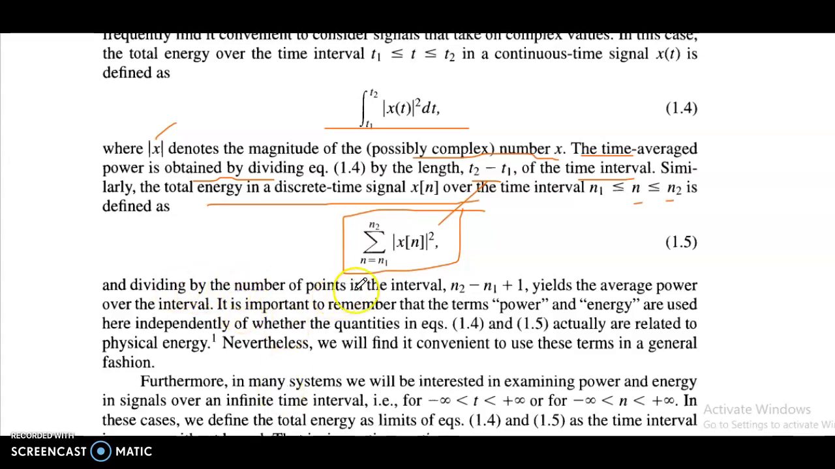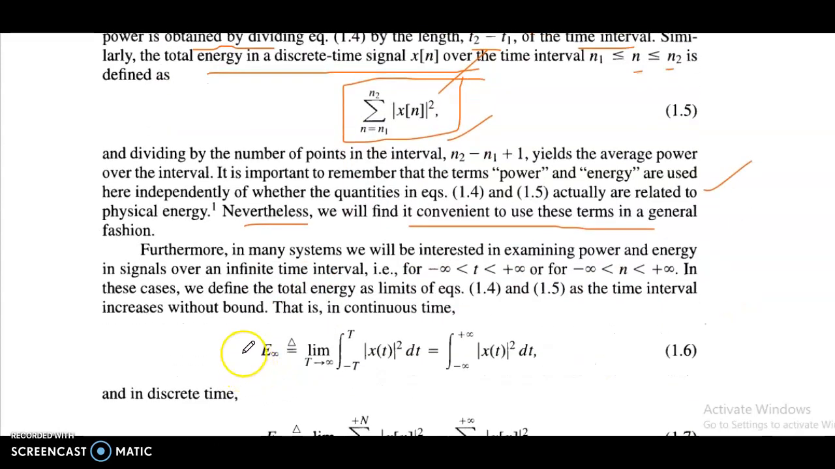And dividing by the number of points in the interval, n2 minus n1 plus 1, yields the average power over the interval. It is important to remember that the terms power and energy are used here independently of whether the quantities in equations 1.4 and 1.5 actually are related to physical energy. Nevertheless, we will find it convenient to use these terms in a general fashion.